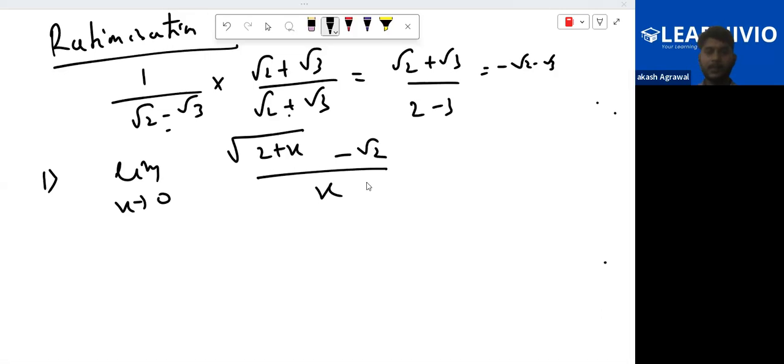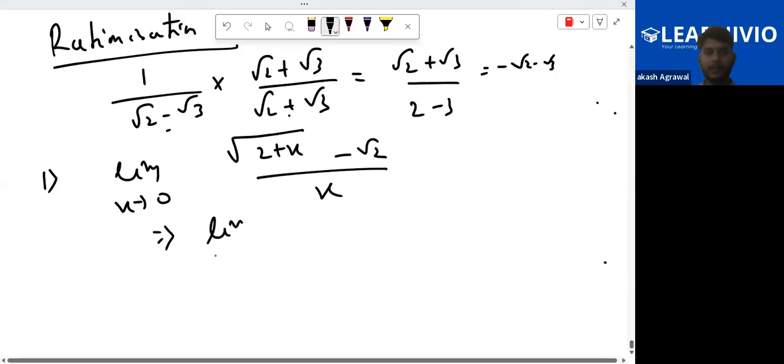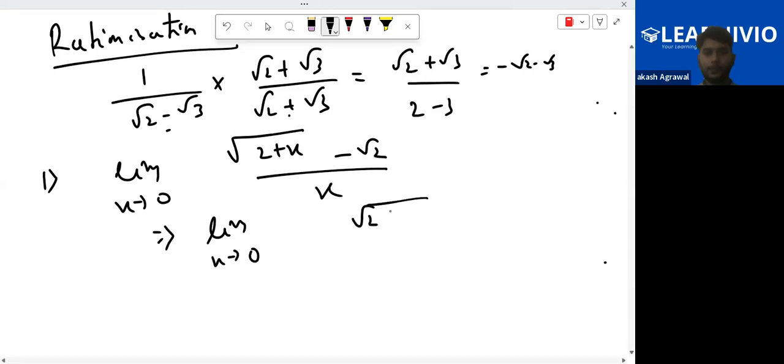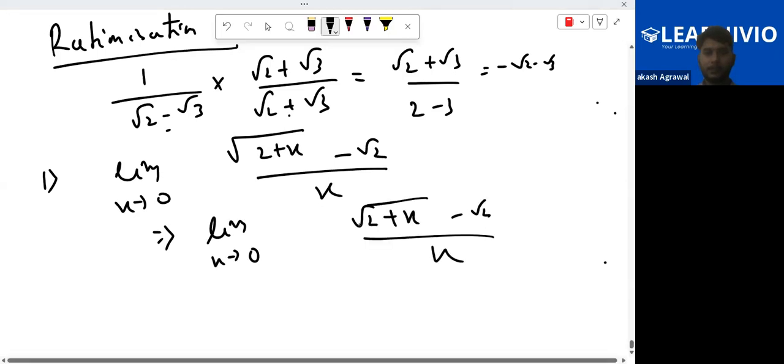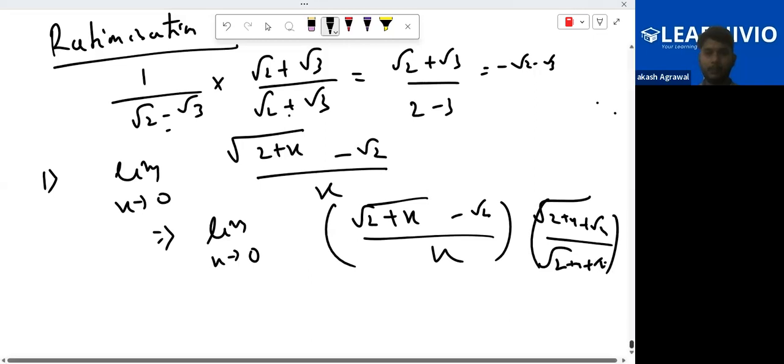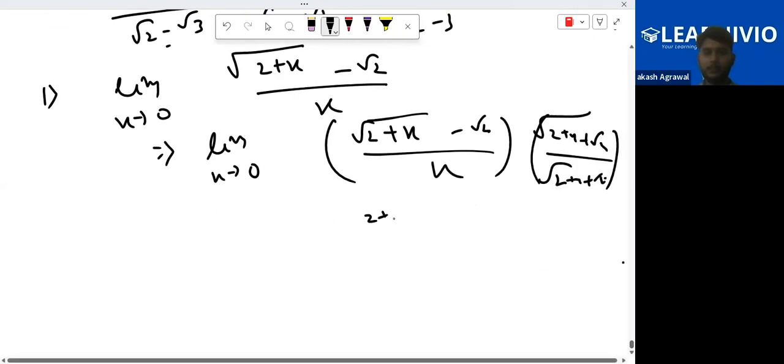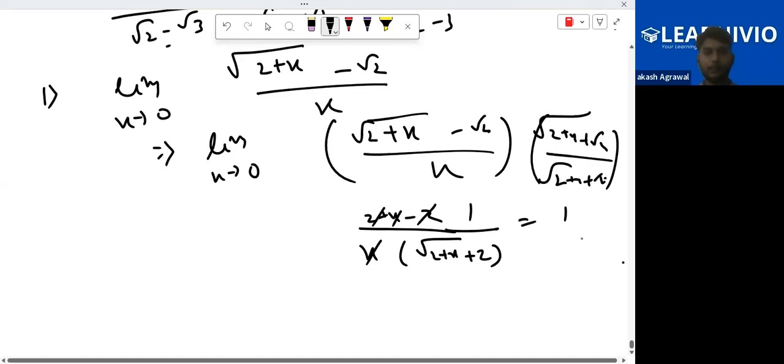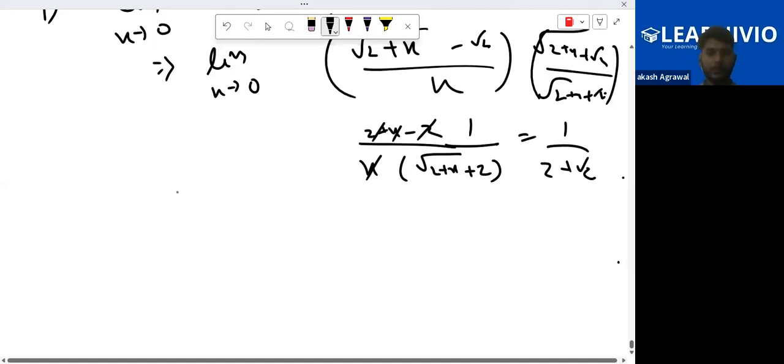So when we rationalize this, we get limit x tending to 0, root 2 plus x minus root 2 upon x multiplied with root 2 plus x plus root 2 upon root 2 plus x plus root 2. In the numerator it becomes square minus square, so 2 plus x minus 2. In the denominator, 2 and 2 is gone, and x is also gone, so 1 upon this thing. x is 0, so root 2 plus 2, so 1 upon 2 plus root 2 will be the answer. Again, you can rationalize or not, whatever you use.